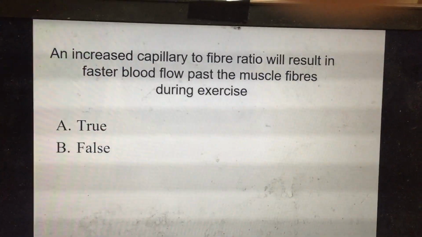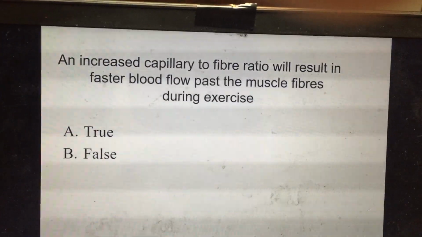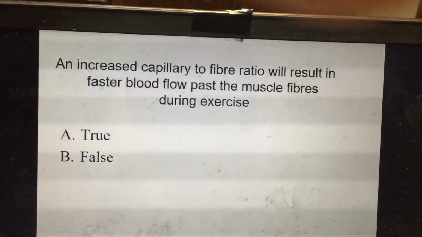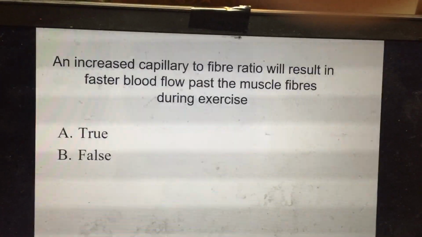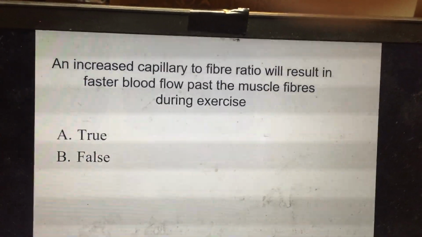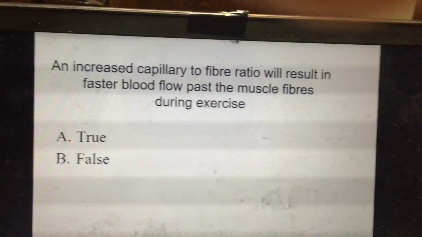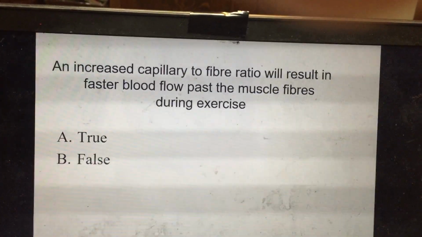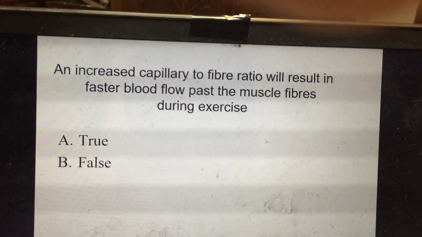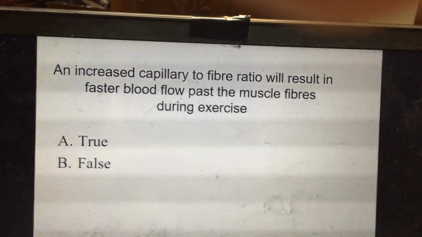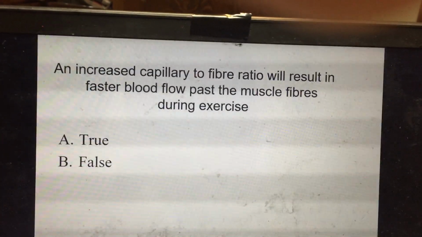An increased capillary to fiber ratio will result in faster blood flow past muscle fibers during exercise. This is false. So if you have a given blood volume and it's flowing through your capillaries, if you have few capillaries, then that blood volume is going to be going faster through your capillaries. If you have a greater number of capillaries for a given blood volume, the blood's going to flow slower through those capillaries. And the advantage there is that you get a greater chance of oxygen being delivered from hemoglobin to the inside of the muscle fiber.